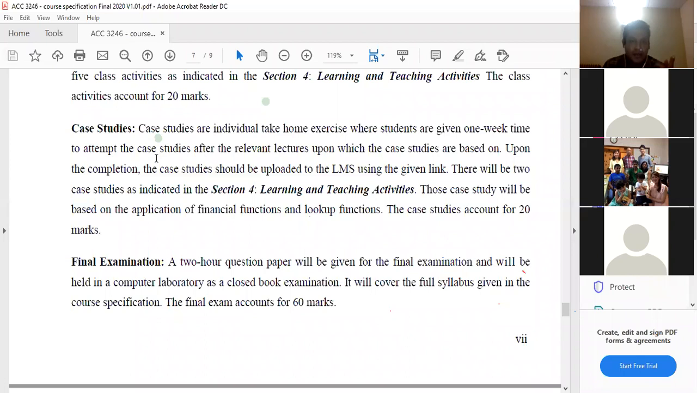Upon uploading these case studies, we'll be giving you specific instructions there. One of the conditions would be that you need to complete this within 1 week's time. So for the case studies, we are allowing 1 week. For the class activities, we are allowing 3 days. That's how we have planned things.